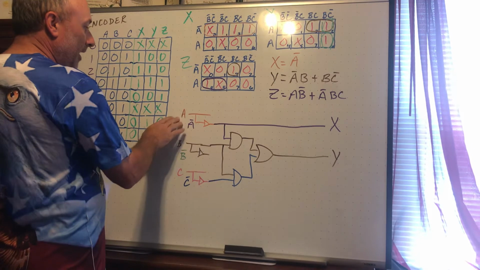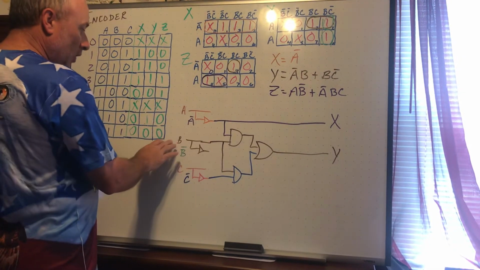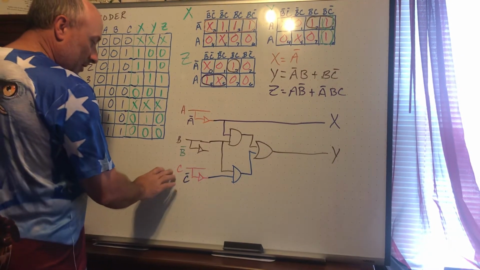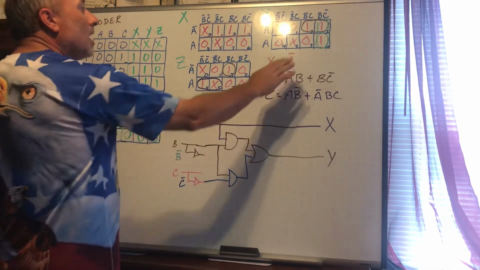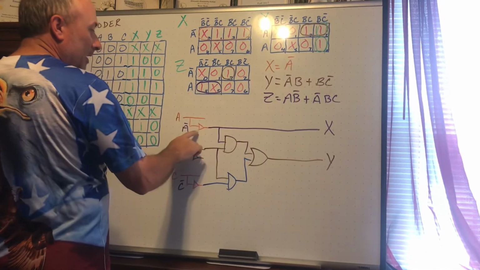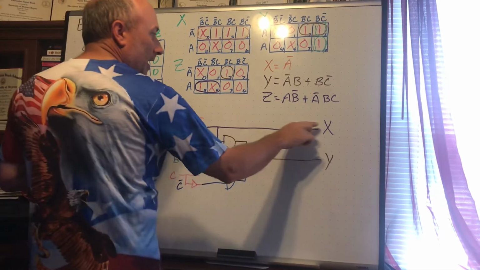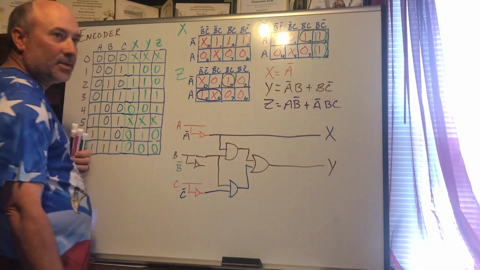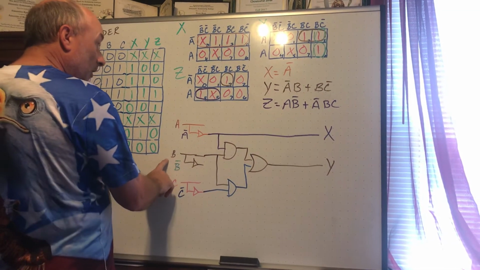So we got our A naught runs through the inverter, B naught goes through the inverter, C naught goes through the inverter. So we take X and it equals A naught. So I'm just going to draw A naught all the way across, put an X. That's my output.